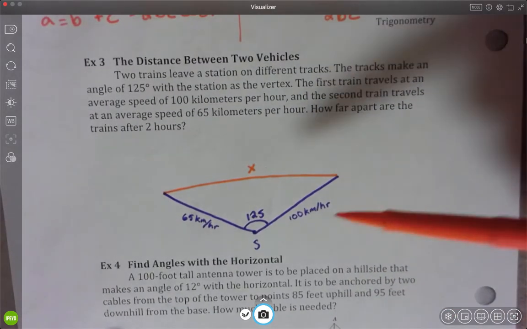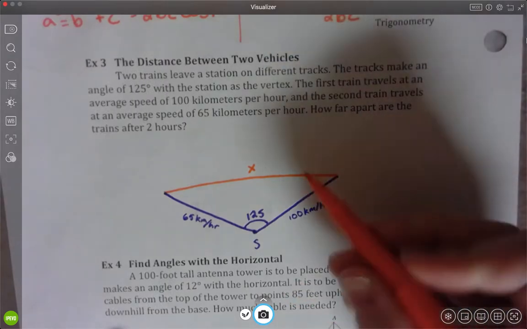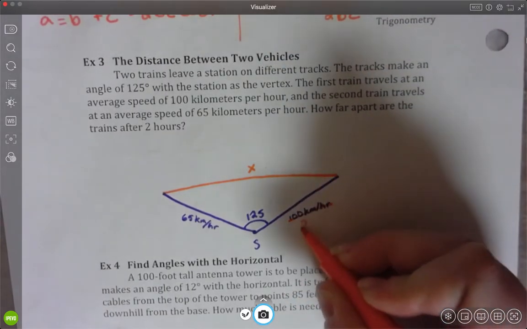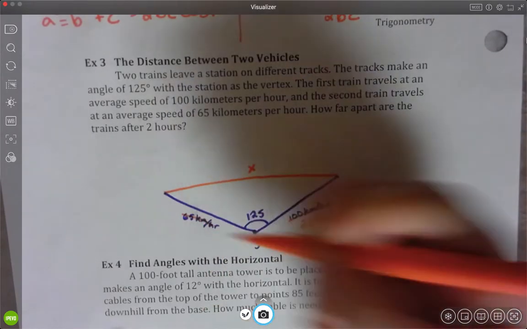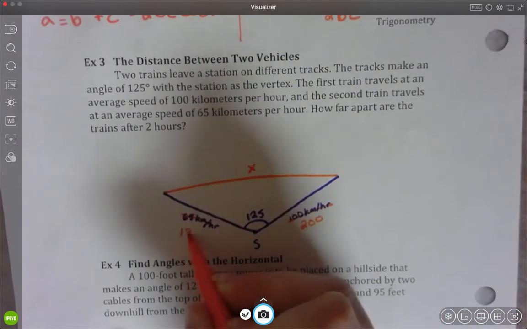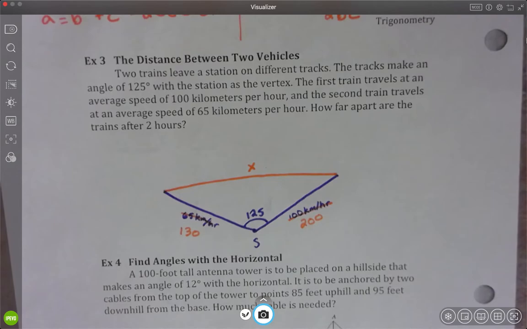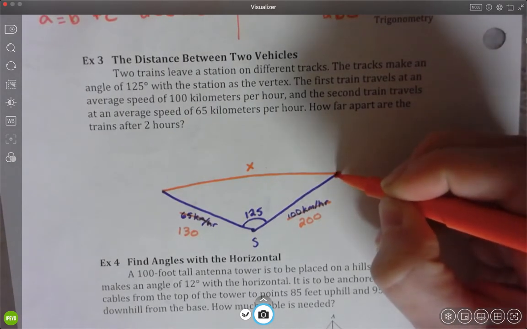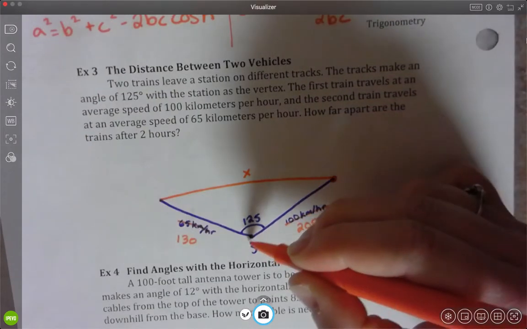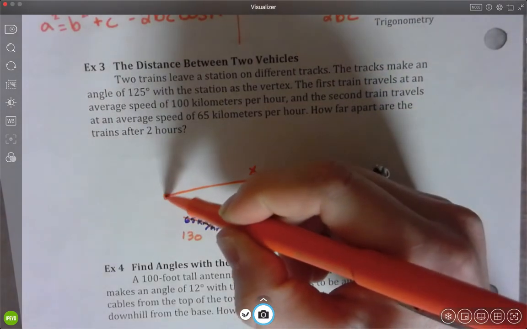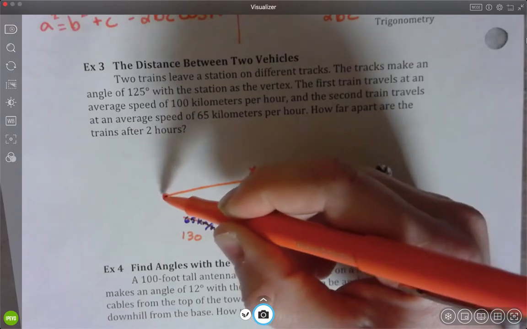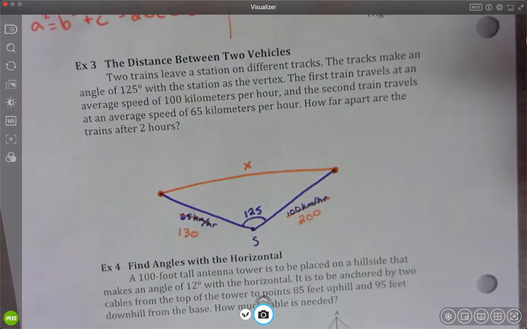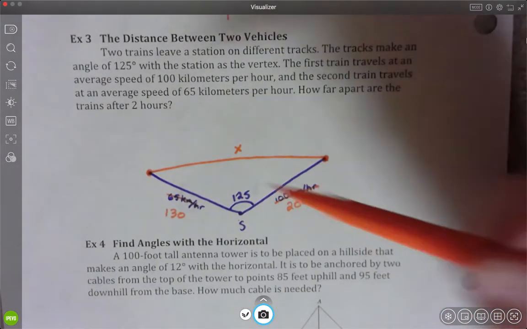If this is 100 kilometers per hour, after 2 hours this shouldn't be 100 anymore. This should actually be 200. And this should actually be 130, I think, is what the length would be. As soon as 2 hours have elapsed, the first train should be 200 kilometers away from the station. As soon as the 2 hours have elapsed over here, this train should be 130 kilometers from the station. Then we just have to figure out what x is.